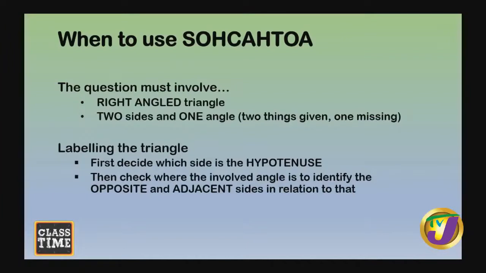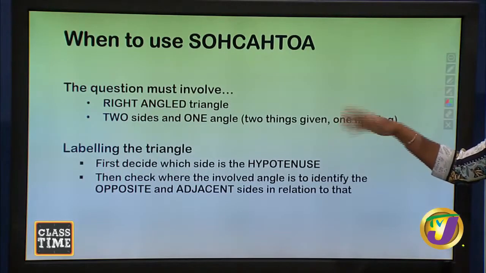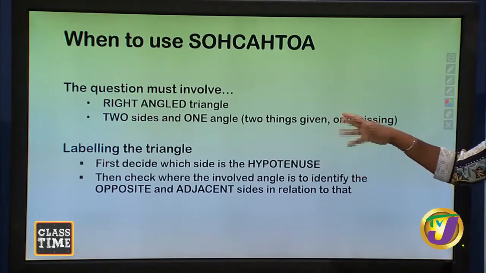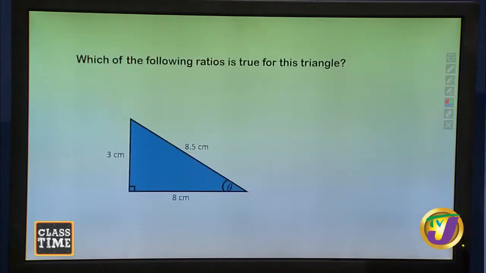Then we check where the angle is located, and we can assign the titles opposite and adjacent. Based on what this is saying, with two quantities given, we can be given two sides of the right angle triangle and find the angle using a trig ratio. Okay, so let's do something here.